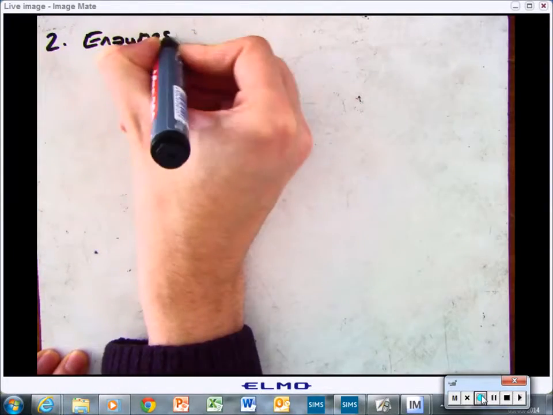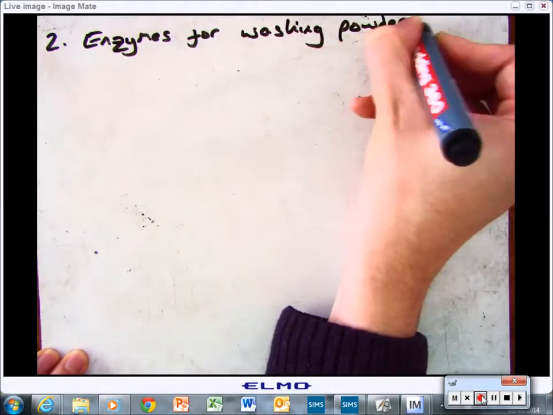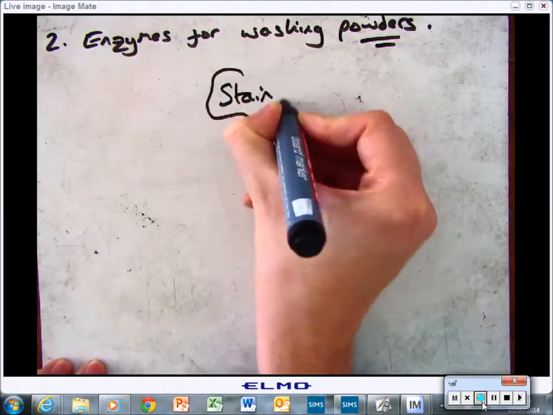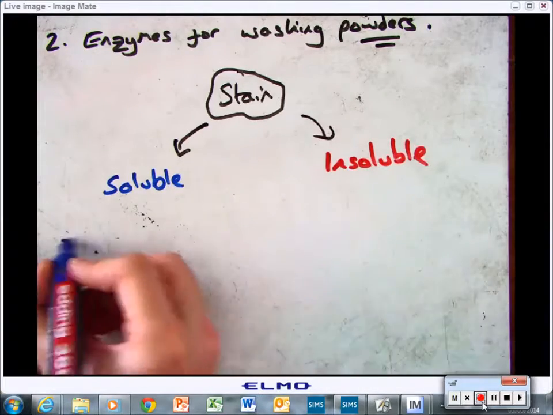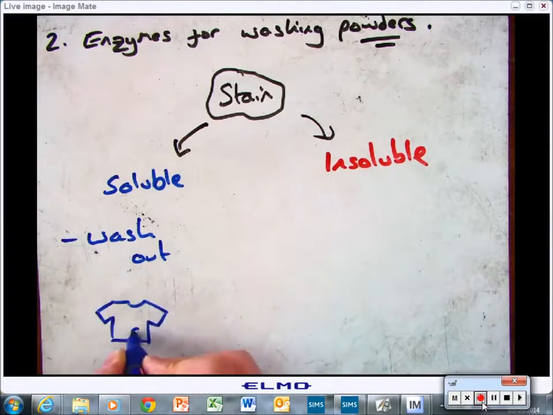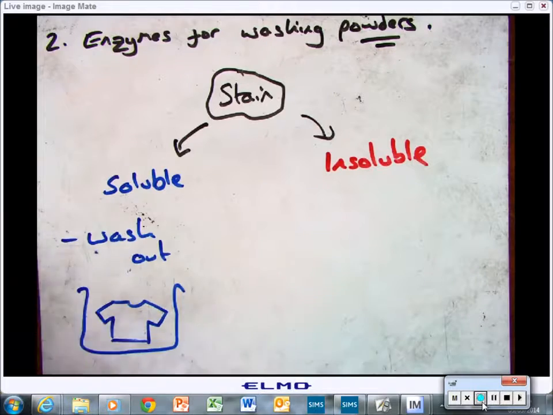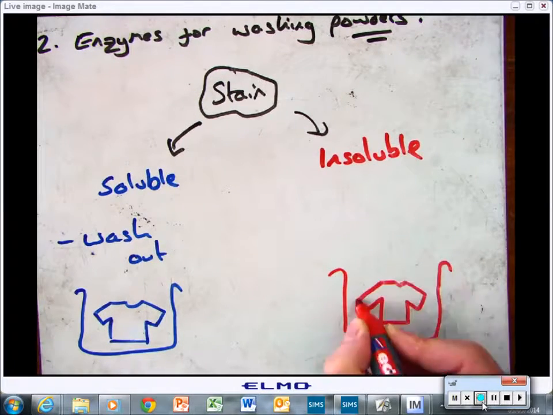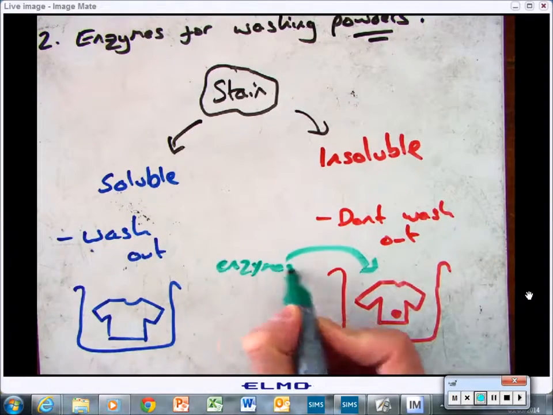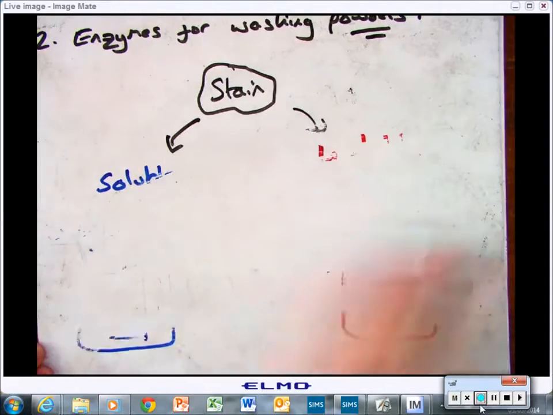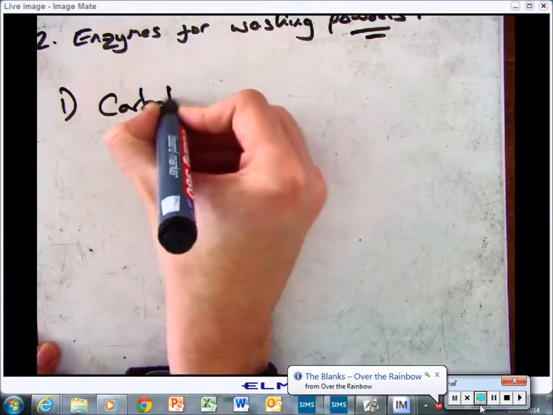The second enzyme we're going to look at is the enzyme that's used in biological washing powders. Now there are two types of stains, soluble ones and insoluble ones. Soluble ones wash out nice and easily, but insoluble ones don't, and they contain insoluble chemicals like starch, proteins and fats which don't wash out with just water. Therefore, biological washing powders have enzymes in them that help to break down those stubborn stains.